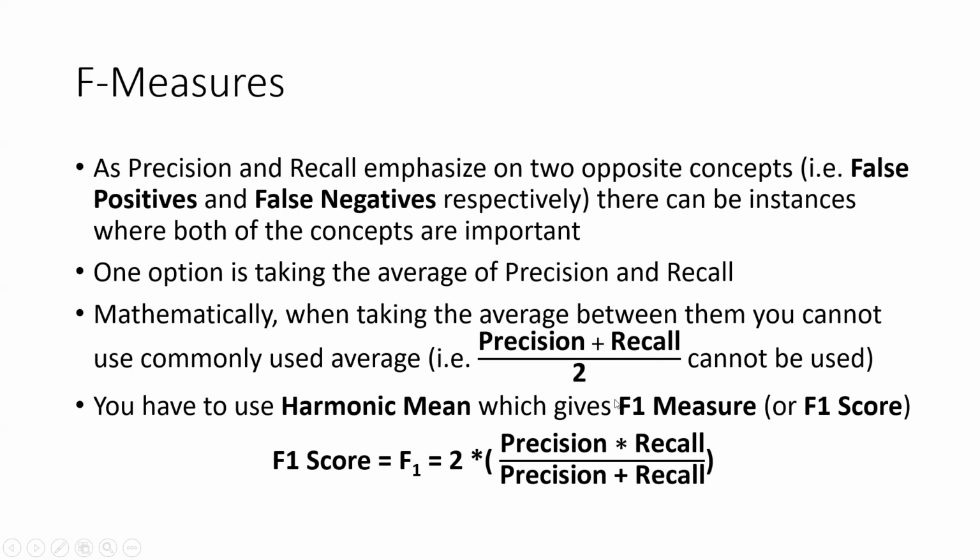You can search more on why we are using harmonic means for precision and recall, but for the moment just remember this is how we calculate the average between precision and recall when it comes to calculating the F1 score, right? So there are different F measures. F1 is one of the F measures, also represented like this, right? The F1 measure is taking the harmonic mean between precision and recall, right? So this is the formula for calculating the F1 score.